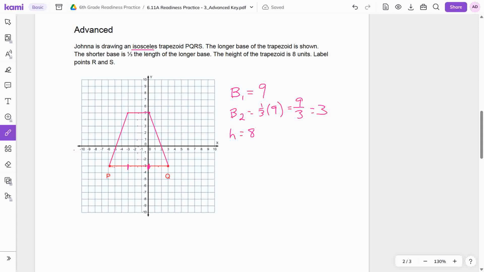Right, so our P and our Q, this is going to be R because they go in order. So it's going to be 0, 5. And then this is going to be S, and that's -3, 5. So there we go. Those are our 2 extra points, R and S, and that is what our trapezoid looks like.